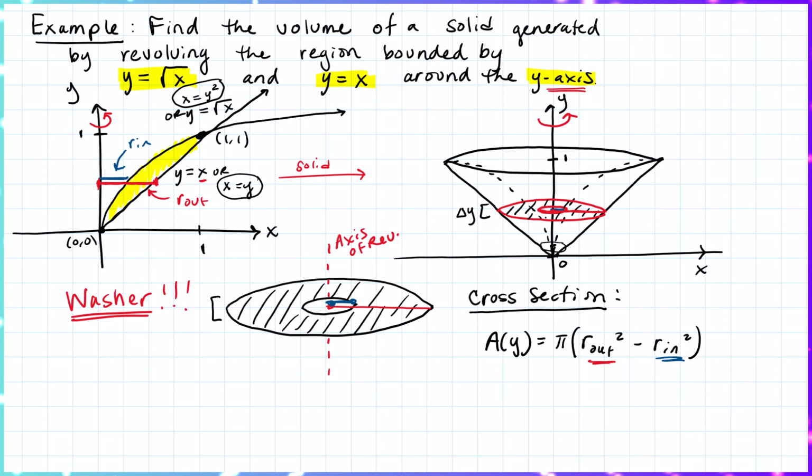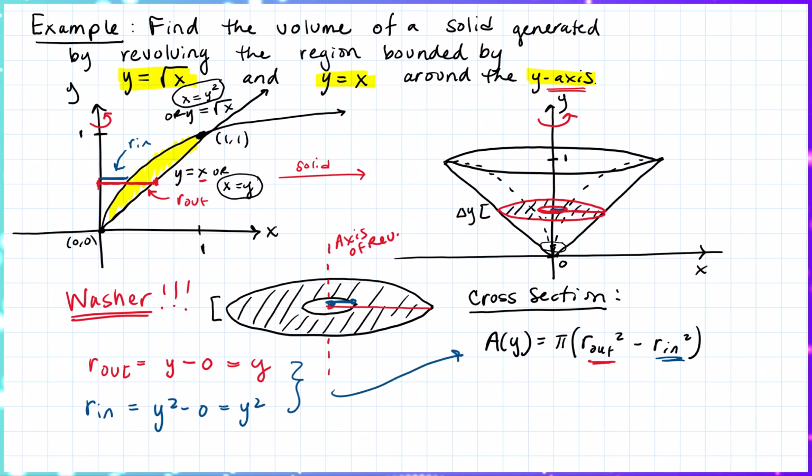We can write them as functions of y or functions of x. And so our outer radius, in this case, is going to be y minus 0, or just y. So it's the function on the right minus the function on the left. And our inner radius, I'll do that in blue, is going to be y squared minus 0, or just y squared.